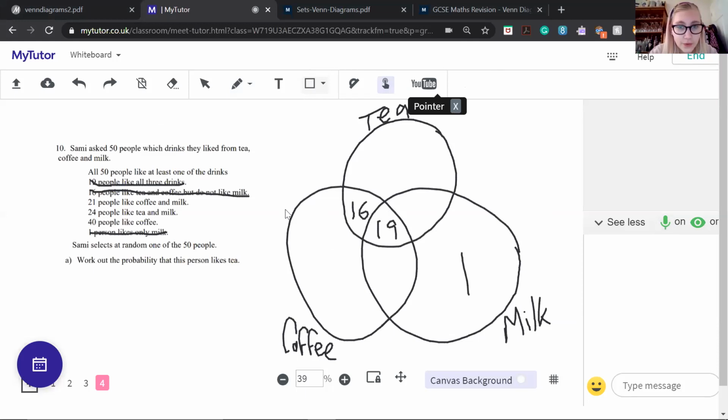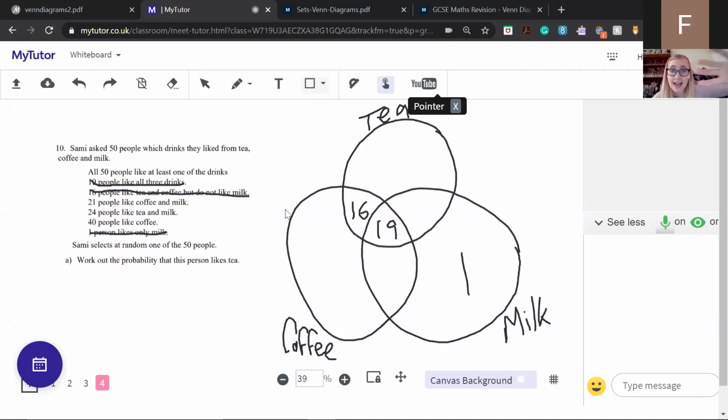So we know that 21 people like coffee and milk. So, oh, maybe that does go in the, oh no. Oh, I'm sorry. Okay. 21 people like coffee and milk means there are 21 people in this gap here, right? Because if we ignore the T circle for a minute, it's really hard to do, but pretend that that T circle does not exist. So imagine we've just got these 2 circles here. Then there are 21 in this intersection, right? 21 people like coffee and milk.